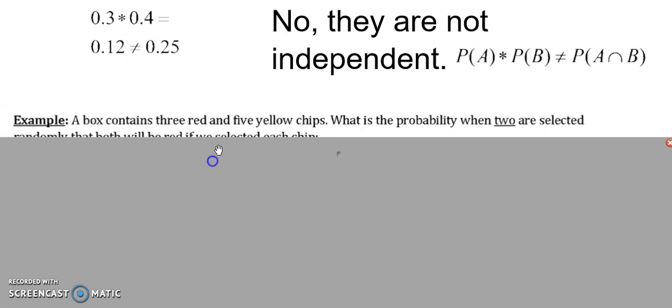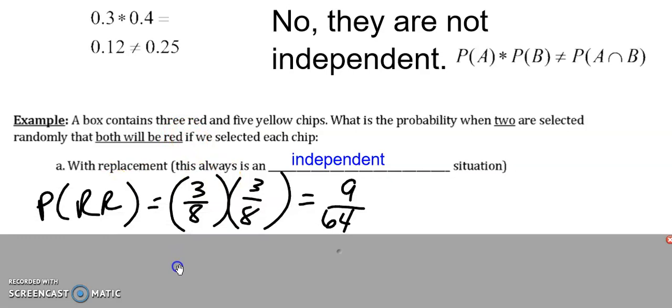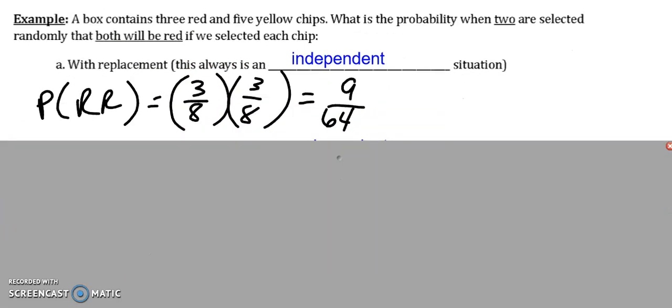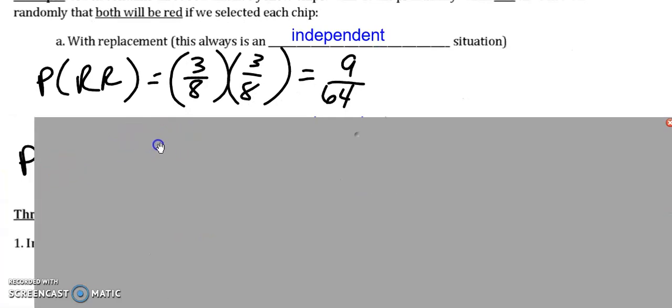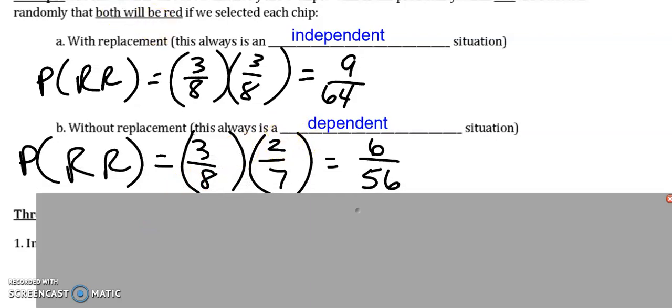So to recap, things that you must know. With replacement, again, it's independent. So if we look at this example, we have a total of 8 chips, 3 of them red, so the probability of getting red both times is going to be 9/64, 3/8 and 3/8. But if we do the same thing again without replacement, that changes the probability of the second one to 2/7, which makes the probability of both being red 6/56. So without replacement, again, it's dependent. With replacement is independent.